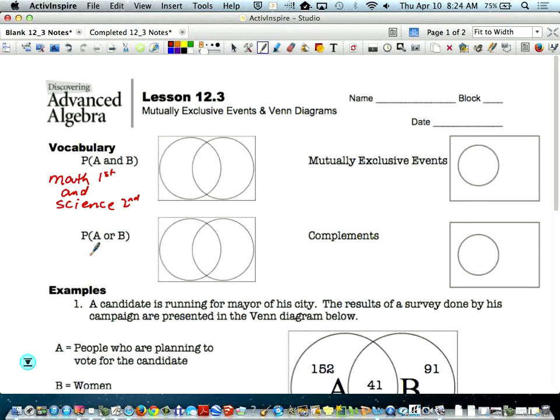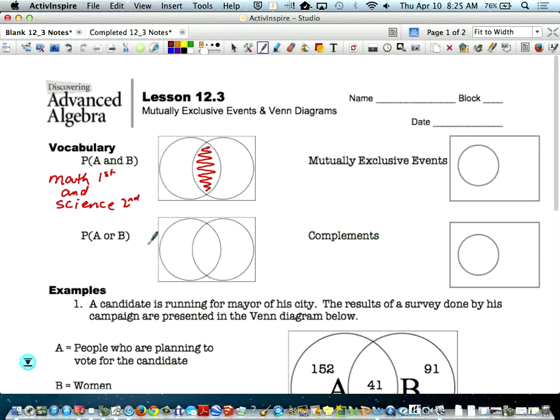So maybe the first circle represents all the students that are taking math. The second one is all the students taking science. What does the centerpiece represent? Both, right? So this is what they're talking about. That would be a group of students, how many are in that overlapped area taking math and science first and second block.